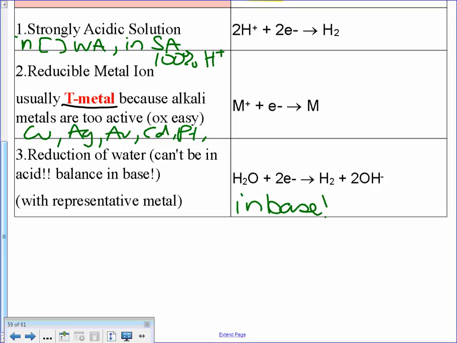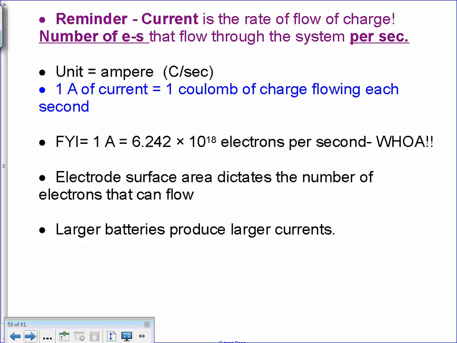If it's not in base, just note that it's not in acid. If it's in acid, you have to use the first half reaction. If it's not in anything else, it's probably in base or it's just pure water. Okay, so is that balanced? Yeah, okay. So let's go.